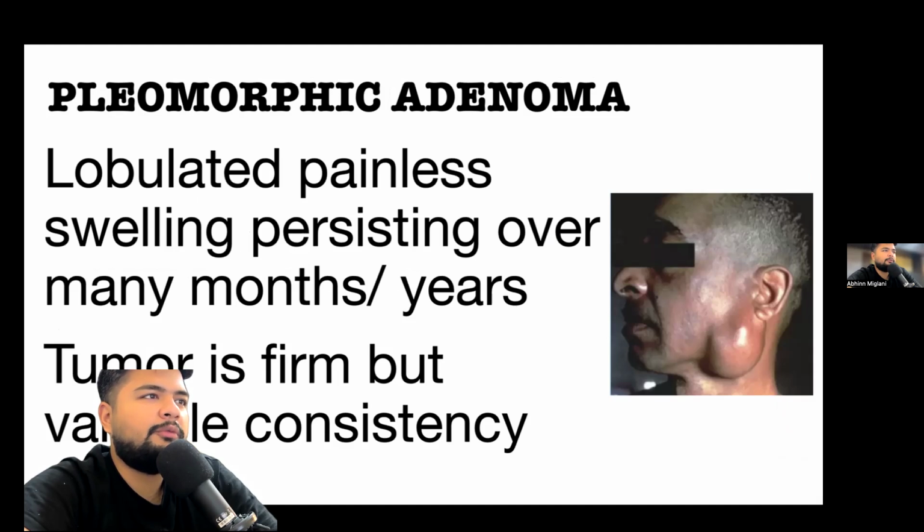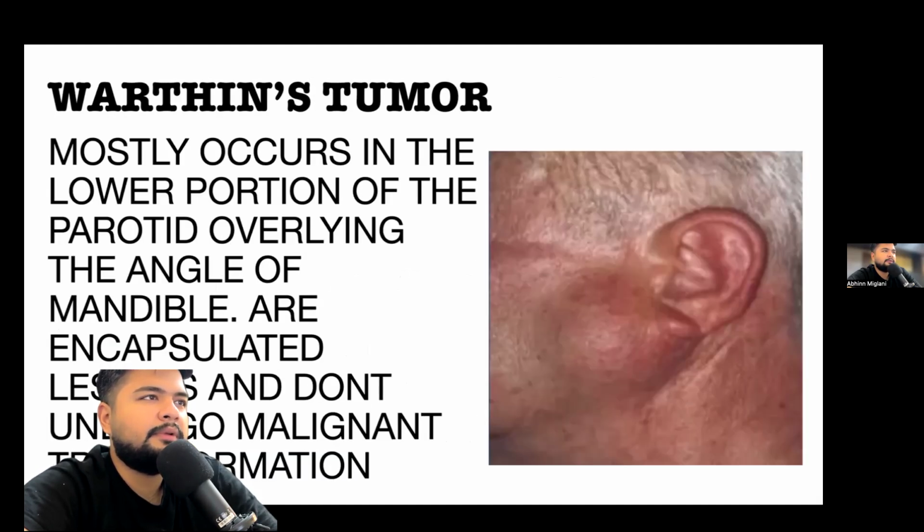So pleomorphic adenoma is a lobulated painless swelling persistent over many months or years. The tumor is firm but of variable consistency. Warthin's tumor mostly occurs in the lower portion of the parotid overlying the angle of mandible, are encapsulated lesions and don't undergo malignant transformation, and are much less dangerous as compared to the pleomorphic adenoma.